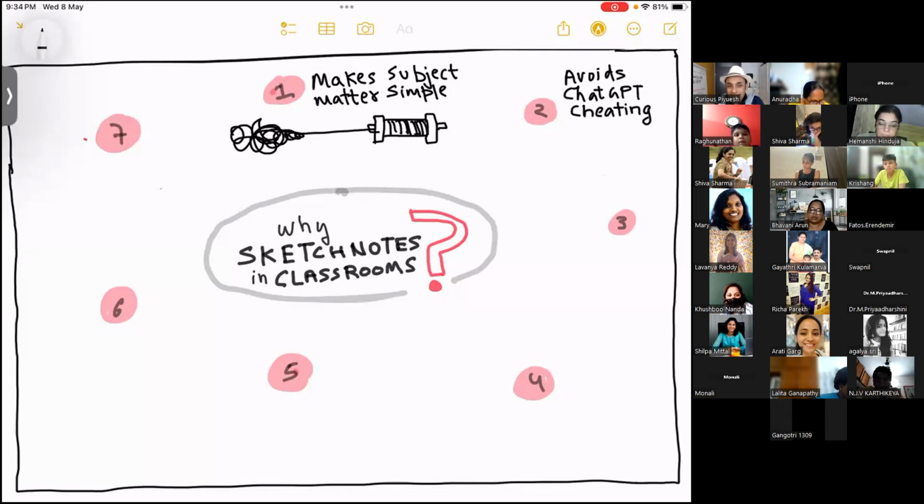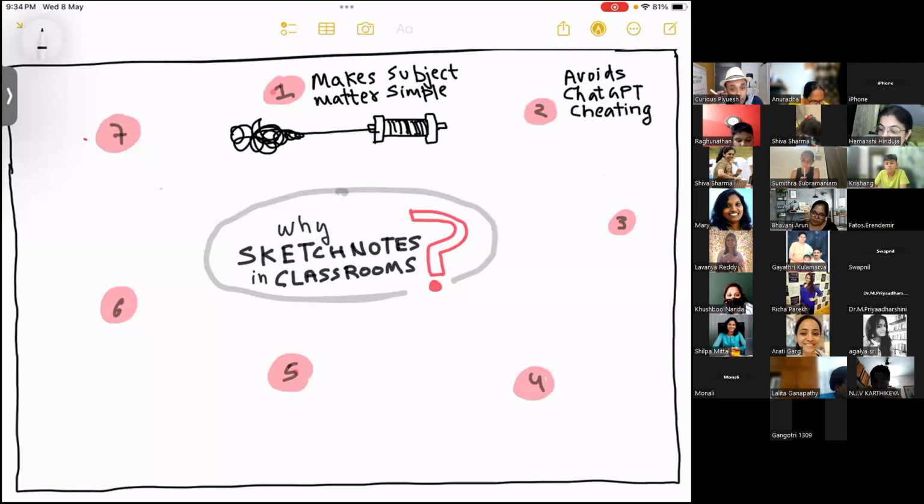Avoid ChatGPT cheating means I am able to write fabulous answers with ChatGPT, but without ChatGPT, when I'm asked to draw, I'm not able to write. That's the essence which I want to focus on. Now think from that matter. That's why I'm telling you.